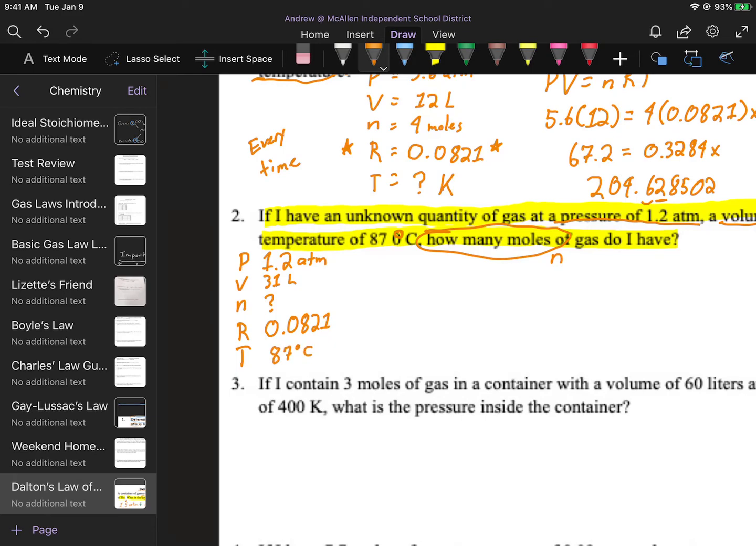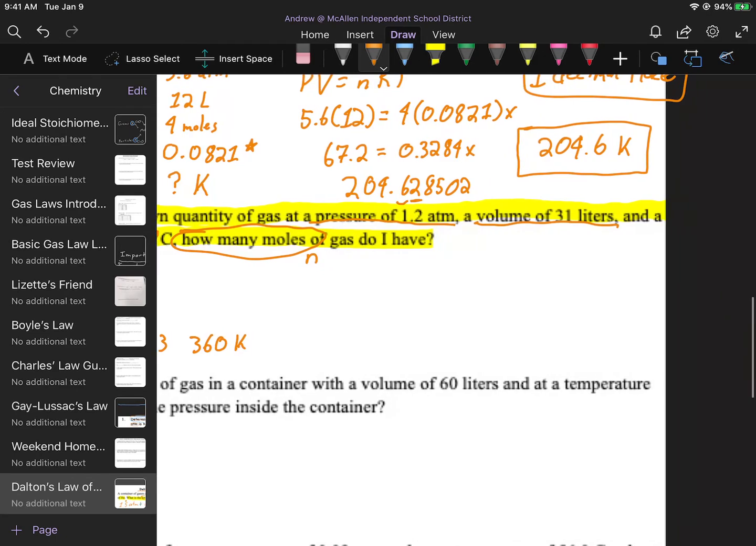Whoops, we don't use Celsius, we use Kelvin. So you take Celsius and add 273 to get Kelvin. So 87 plus 273 gives us 360 Kelvin. Not going to use that. We use 360 Kelvin. Cool. We only have one unknown. We can easily solve these.